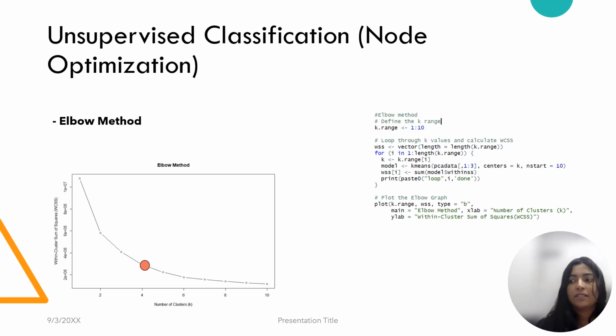Hello, I'm Rituparna. Now I will talk about unsupervised classification. Before going into that, we performed node optimization using K-means to find the optimum class number for our analysis. We used the elbow method with 1 to 10 nodes and got this plot. From this plot we can see that at node number 4 the curve starts flattening. So based on the elbow method, 4 is the optimum number.